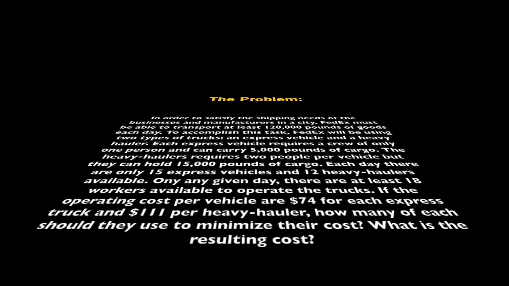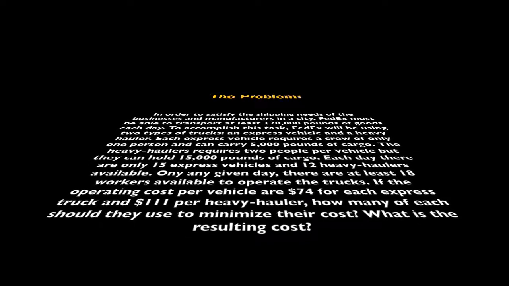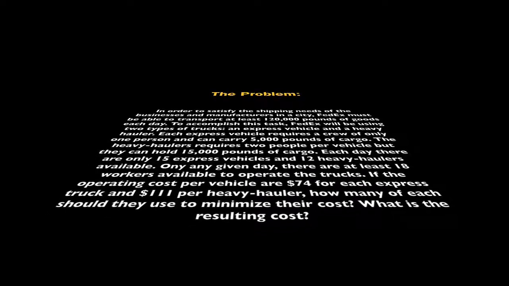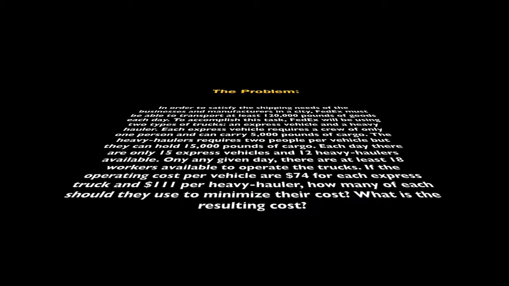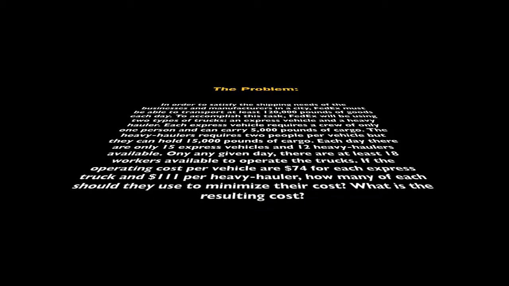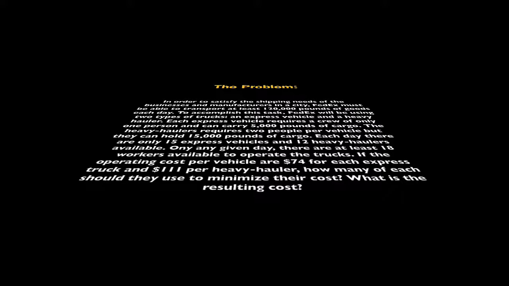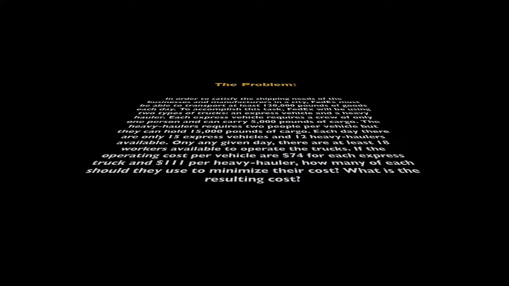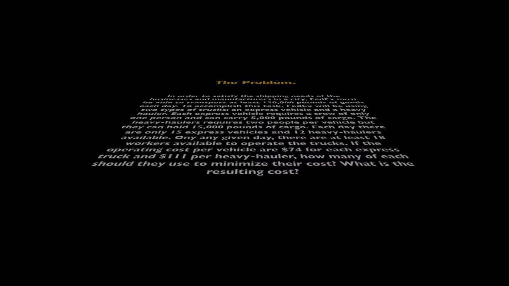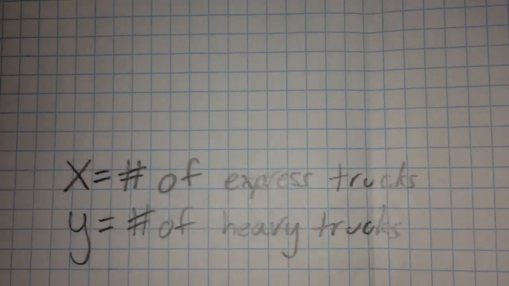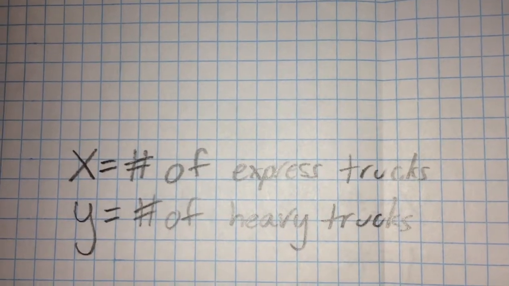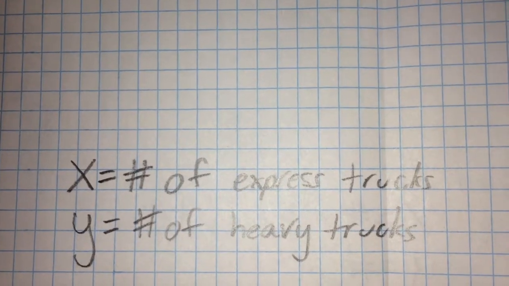If the operating costs per vehicle are $74 for each express truck and $111 per heavy hauler, how many of each vehicle should they use to minimize their cost? What is the resulting cost? x equals the number of express trucks and y equals the number of heavy trucks.